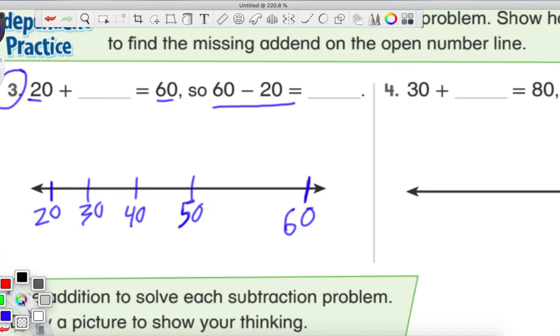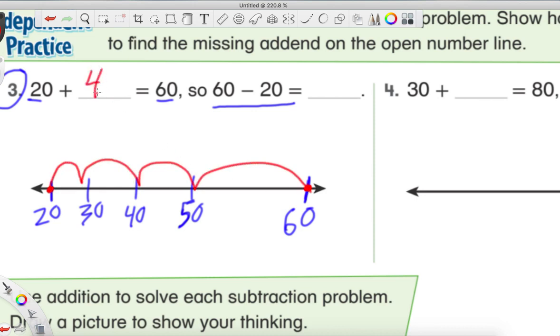And then all we're going to do is, I like to make my little dots where I'm going to start and end. And I'm just going to count the jumps. 10, 20, 30, 40. So 20 plus 40 will equal 60. And since that's the answer here, it must be the answer over here because they are related facts.